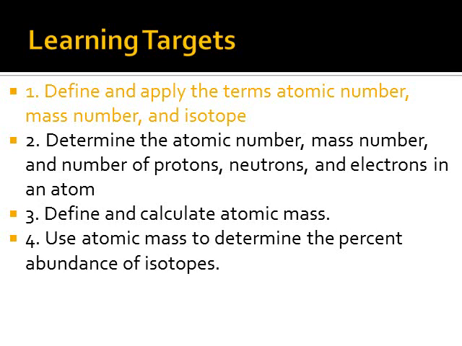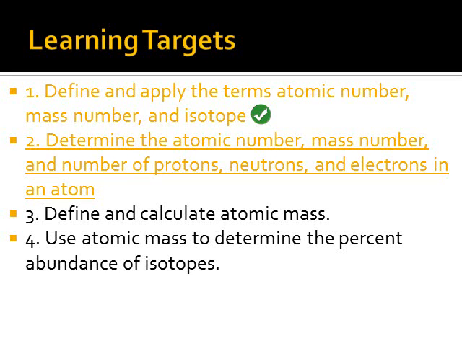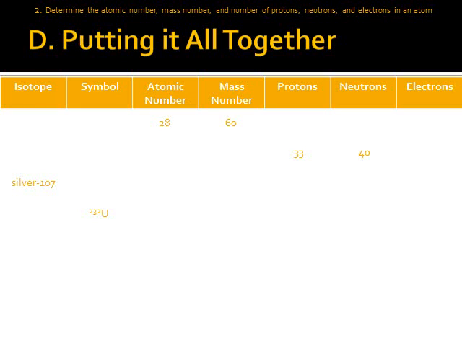Alright, so here we have defined and applied the terms atomic number, mass number, and isotopes. Now the next learning target is really just an extension of this. It says determine the atomic number, mass number, and number of protons, neutrons, and electrons in an atom. The best way to show you what this means is just to show you an example problem. Notice here we have a table with several columns. We have the isotope, the symbol, the atomic number, mass number, protons, neutrons, and electrons. For each of these atoms, it's partially filled in. For example, for the first one here, we're given the atomic number and the mass number. We need to be able to fill in the rest of these.